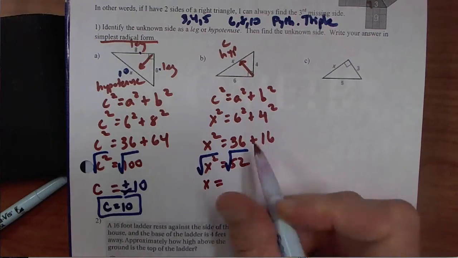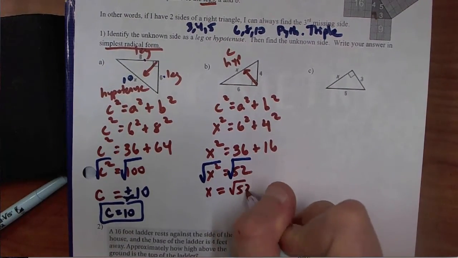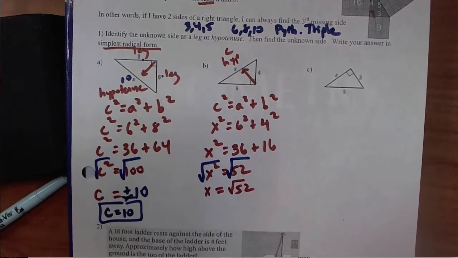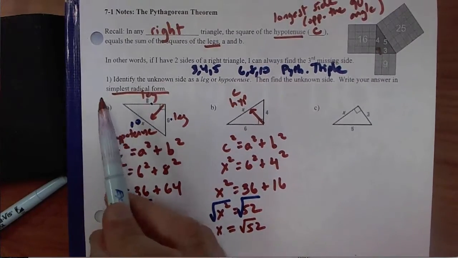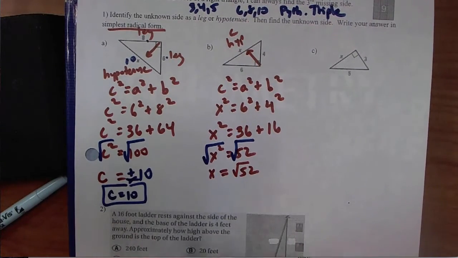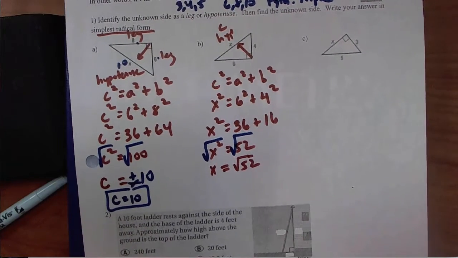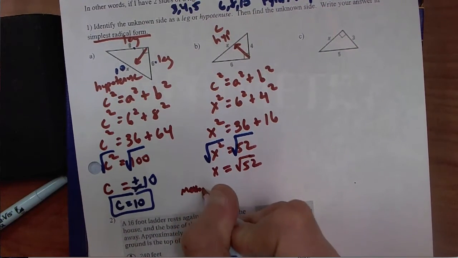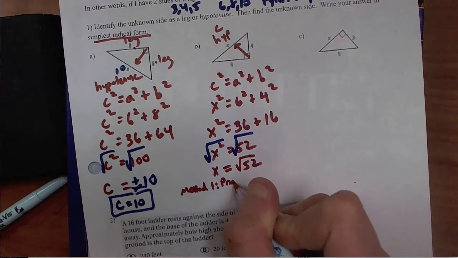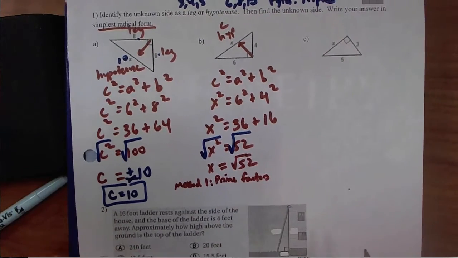Plus or minus the square root of 52, but again, since we're dealing with side lengths, we don't go with the negative. We just say the answer is square root of 52. Now remember, I said to write it in simplest radical form. We learned how to reduce radicals in chapter 1. As a quick review, there are 2 ways we can do it. Method 1, just break it down into its prime factors. You would draw a factor tree or something like that.